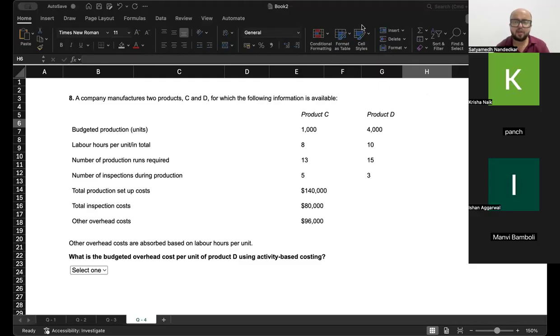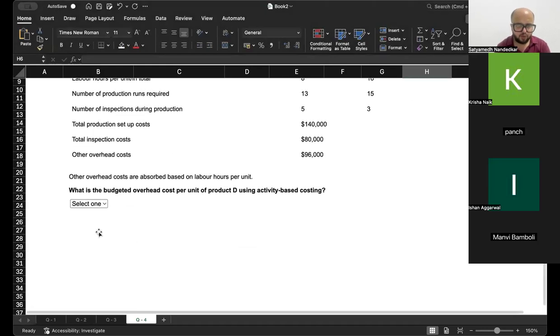Now again, another question on activity-based costing, and let's see how to tackle this one. They have given you four options; actually it's basically a drop down that you have to work on. But there are multiple cost items in front of you at this point. What are these cost items? There is total production setup cost, total inspection cost, and other overhead costs.